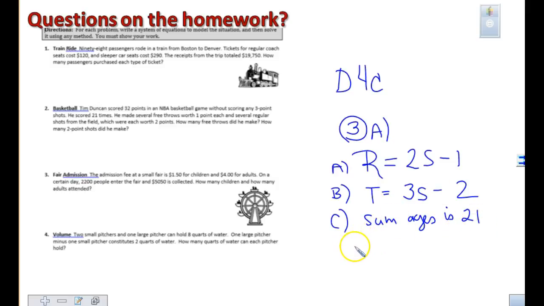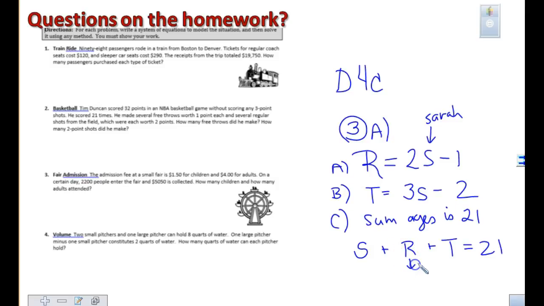So how old is Sarah? Do we have any idea? What variable are we using for Sarah's age? S, right? I've used S here for Sarah's age. It says use S for Sarah's age, okay? So if I'm looking at Sarah's age, so I have Sarah's plus Raj's age plus Tony's age has to equal 21.